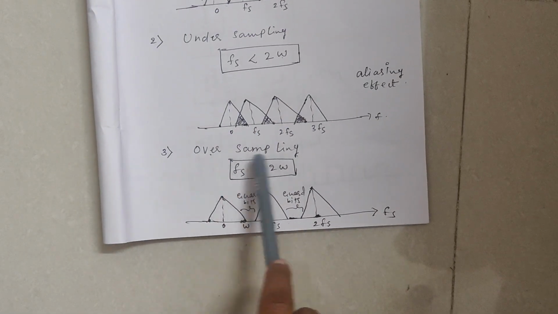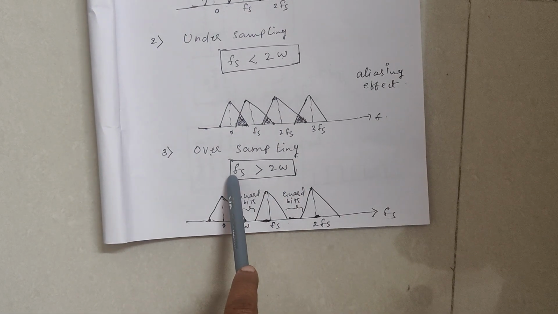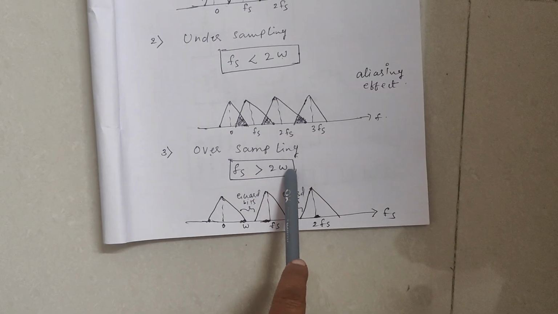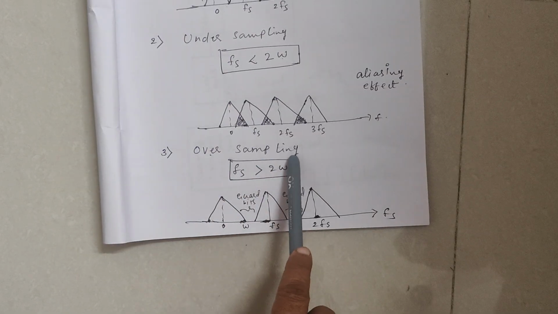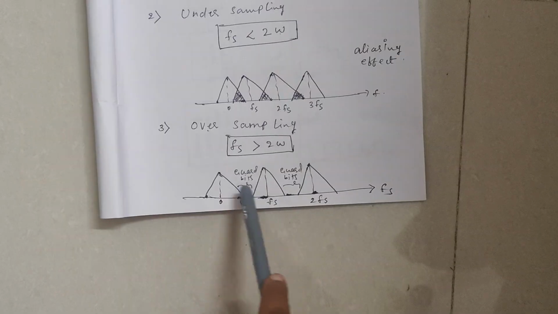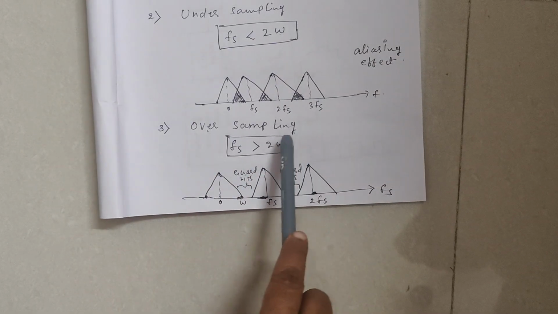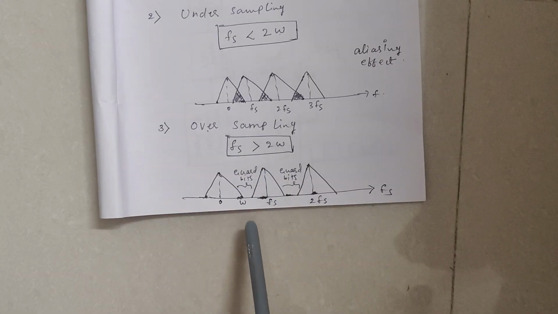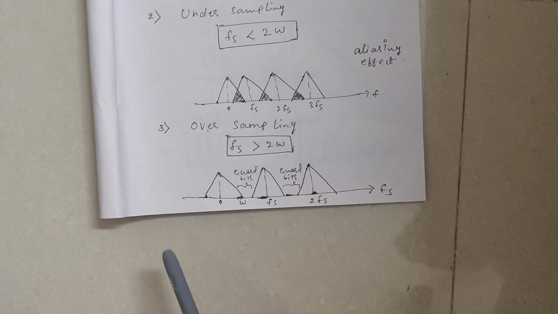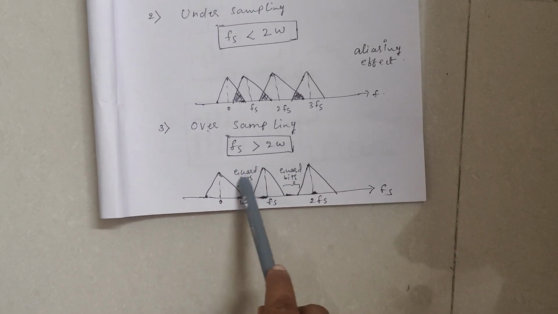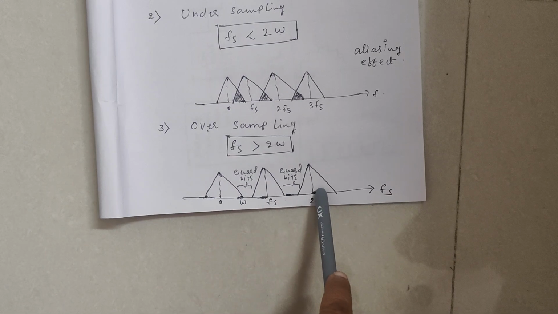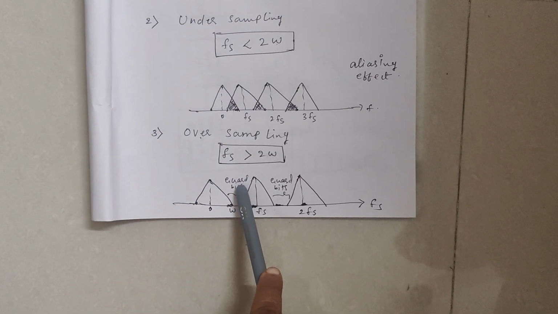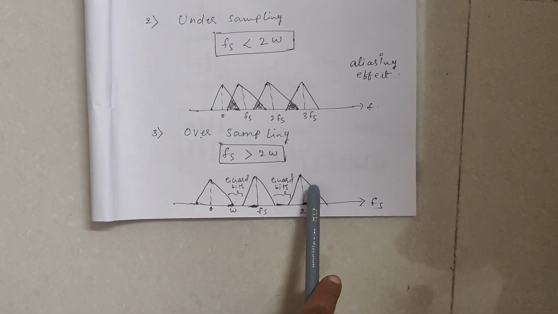One more type is oversampling. When the sampling frequency is greater than 2W, it is called oversampling. When we see the spectrum for oversampling, we can completely recover the signal properly. But oversampling requires more bandwidth because there will be a guard band in between. But we can recover the signal properly. Hope the sampling theorem and types of sampling are clear to everyone. Thank you.